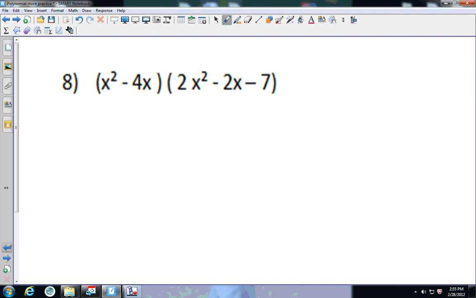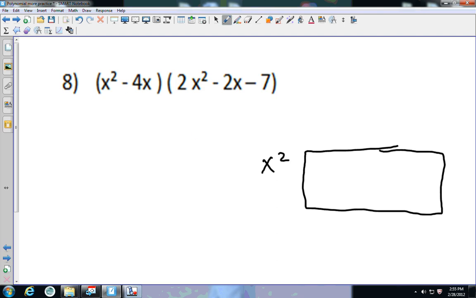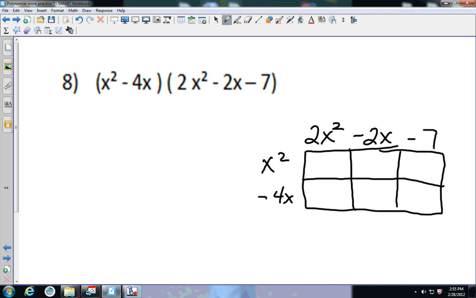Here's another one. Pause that video and come back and see how you do. I'm going to draw my box. A binomial, so I have x squared minus 4x. And I've got 2x to the second power minus 2x minus 7. That's 3 terms, so I have 3 boxes here. Now, be careful so you don't get in the habit here. All right, the 1 is in front of here.